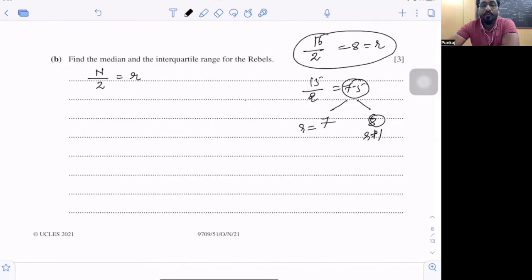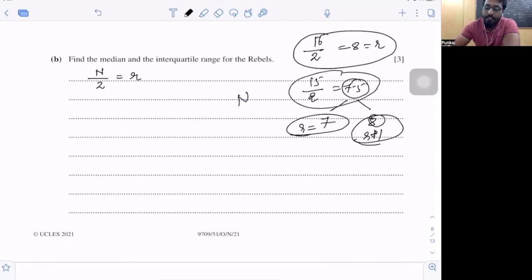And let's say the value of n is 15, which is odd number data. You divide it by 2, you get 7.5. 7.5 is a value between 7 and 8. So 7 is taken as R, and 8 will be R plus 1. So this is not an integer, whereas the earlier one is an integer.